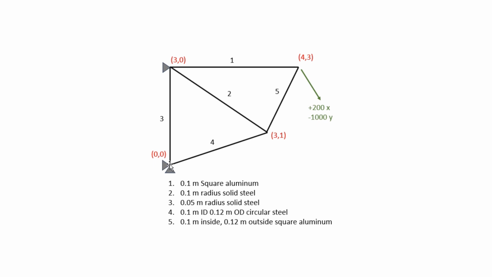The first one is we are going to use ANSYS to model this truss, and each of these solid black lines here represents a member of the truss, and you can see that they have been numbered 1 through 5. Each one of these truss members has a different cross section. The first member has a 0.1 meter square cross section, and it's made out of aluminum. And then member 2 has a 0.1 meter radius, and it's a solid circular member made out of steel, and so forth.